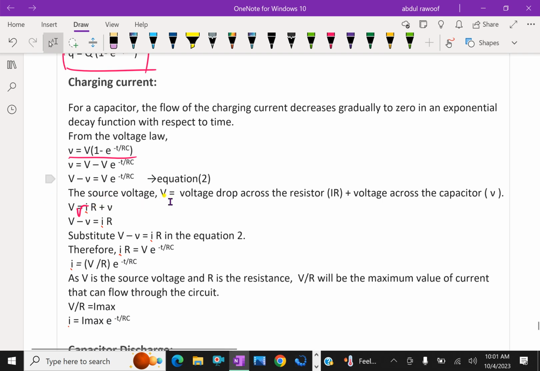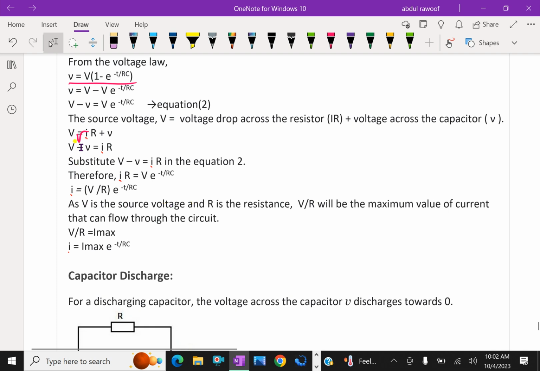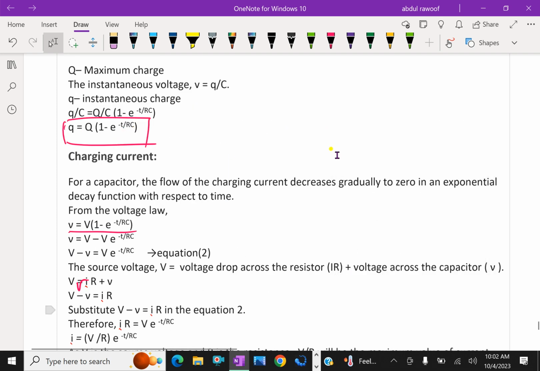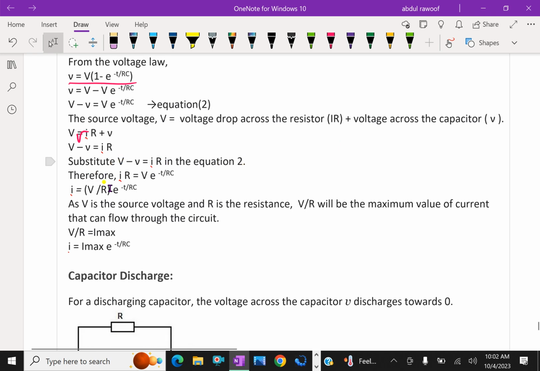look at here, the source voltage capital V equal voltage drop across the resistance IR plus voltage across the capacitor v. Therefore we can write V equal IR plus v, that is V minus v equal IR. Substitute V minus v equal IR in the equation before. Therefore IR equal to V into e power minus t over RC. Therefore I equal to V over R into e power minus t over RC.